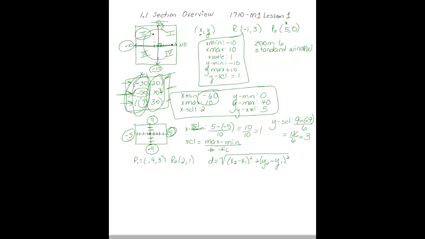So I would first label my ordered pairs. The first pair I'd call x1, y1. The second ordered pair, x2, y2. I will plug those into this formula to come out with 2 minus -4 quantity squared plus my second y over here, 1 minus my first y squared. 2 minus -4 is 2 plus 4 is 6 squared is 36 plus 1 minus 3 is -2 and -2 squared is 4.